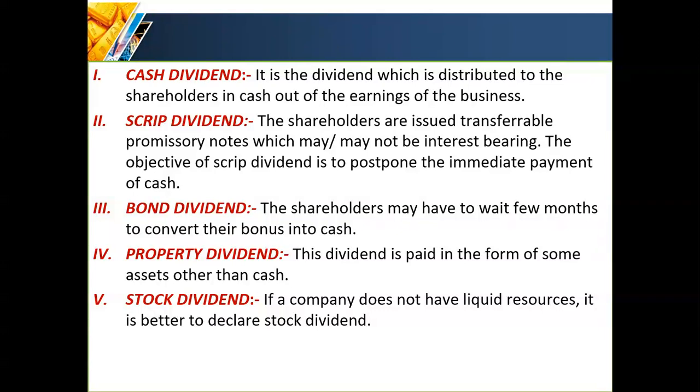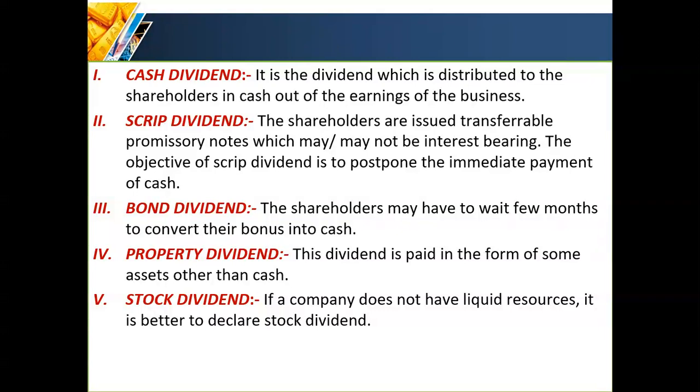Then go for the bond dividend. What do you mean by this? Bond dividend: the shareholders may have to wait a few months to convert their bonds into cash. In the sense, bond dividends may be defined as dividend to be paid to shareholders in the form of bonds or debentures instead of cash. It carries a fixed rate of interest for a long duration. Issue of bond dividends is opted by the company under the same situation as the issue of scrip dividend and has the same impact.